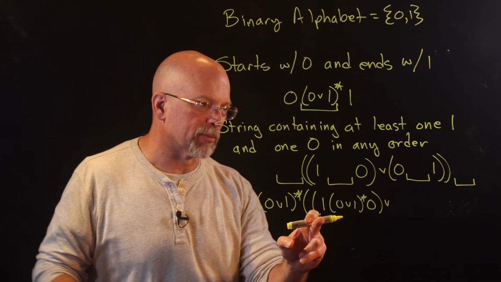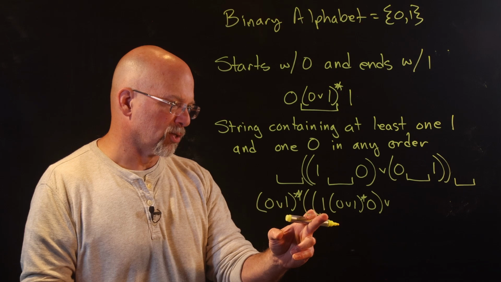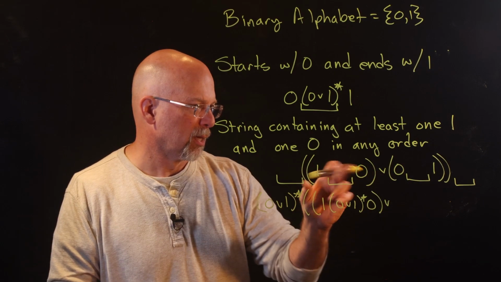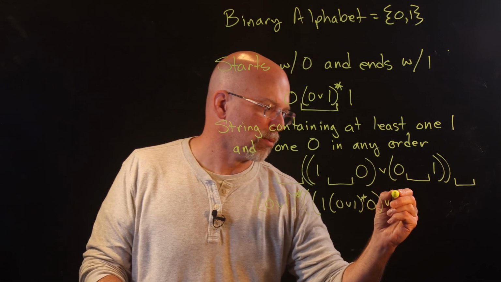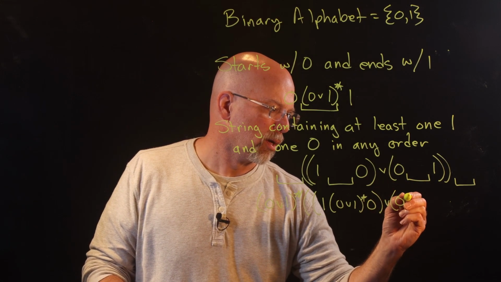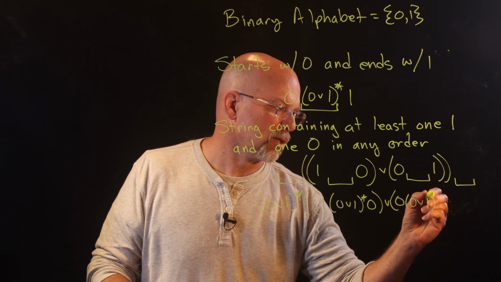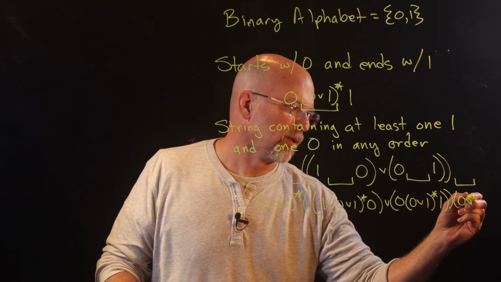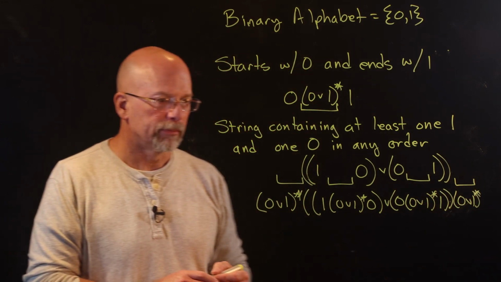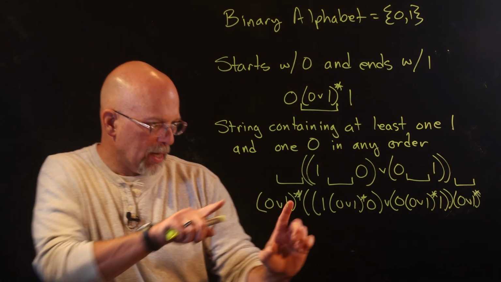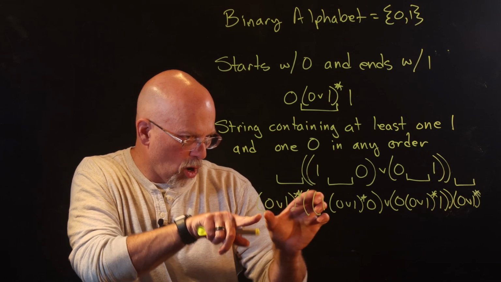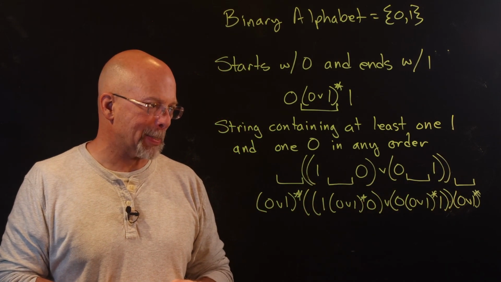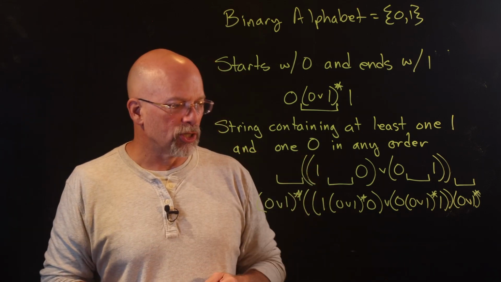This 1, I'm sorry, I'm sort of standing in front of this. This is 1(0∨1)*0, this piece, that piece, and then this piece would be 0(0∨1)*1, and then (0∨1)*. All I've done is simply put these (0∨1)* in these blanks where I said any binary string could go. But there's something else that I want you to notice here.